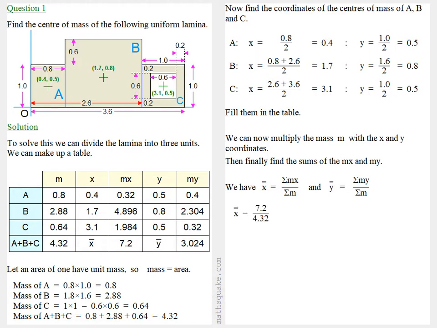So x bar is 7.2 over 4.32, which is 1.6 recurring, or 1 2/3. Y bar is equal to 3.024 over 4.32, which is 0.7. And so we have the centre of mass is 1 2/3, 0.7.